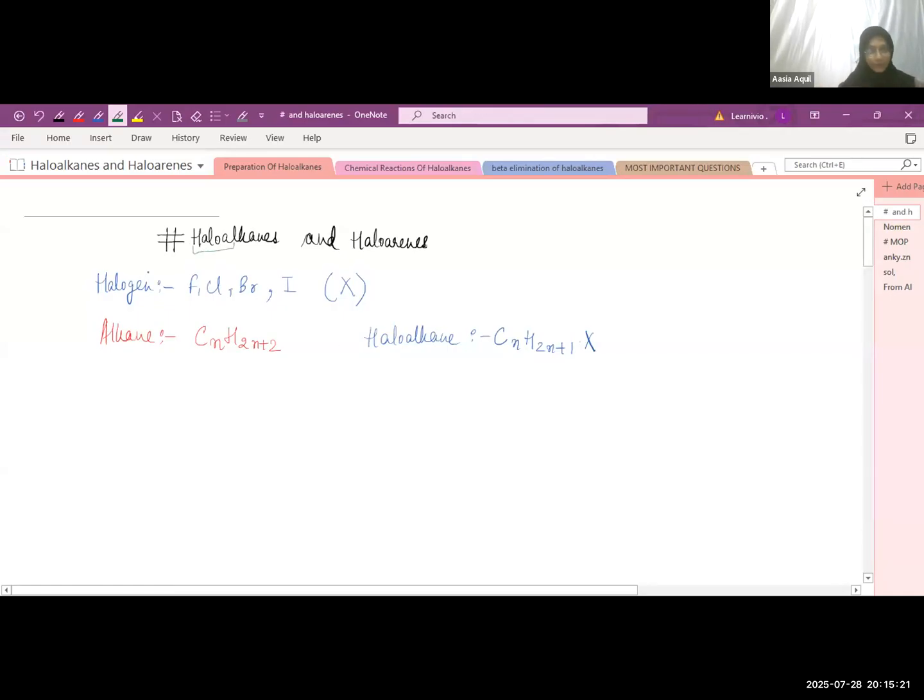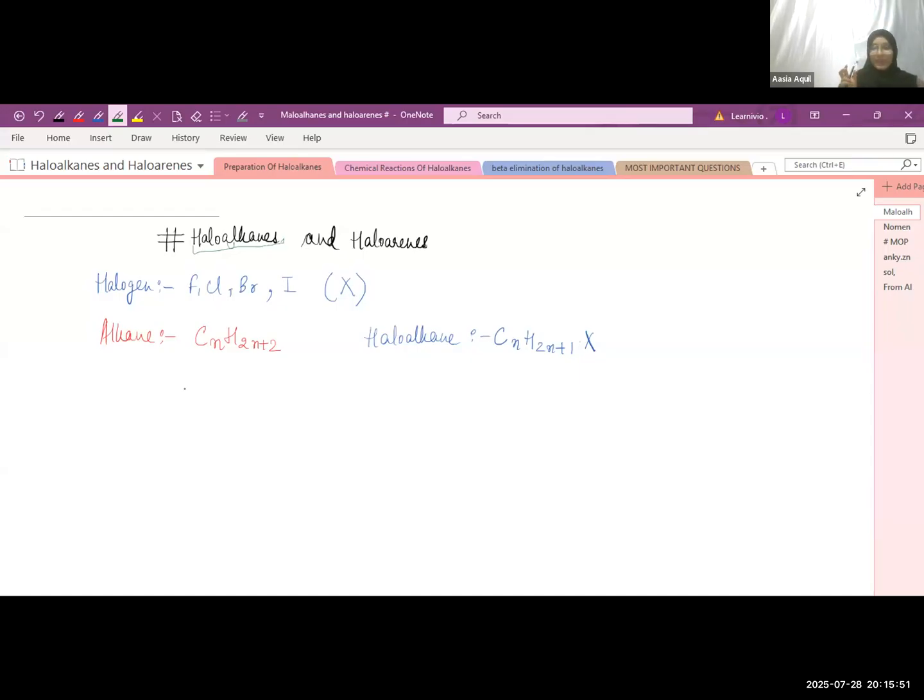Halo means halogen groups, right? Fluorine, chlorine, bromine, iodine, and so on. And alkane means saturated hydrocarbon, right? So haloalkanes basically means that it is a substituted product of alkane by halogen.